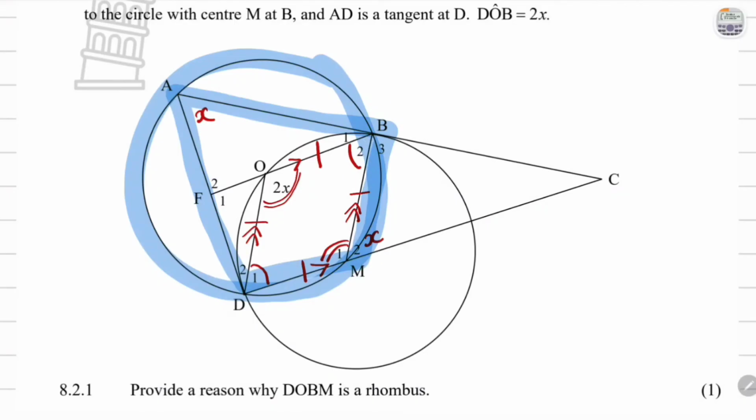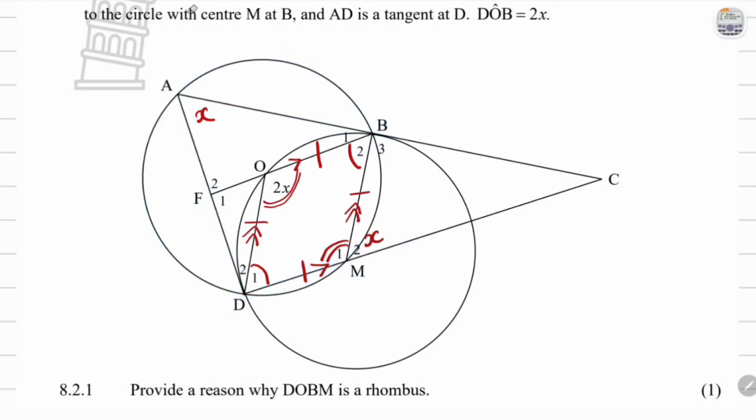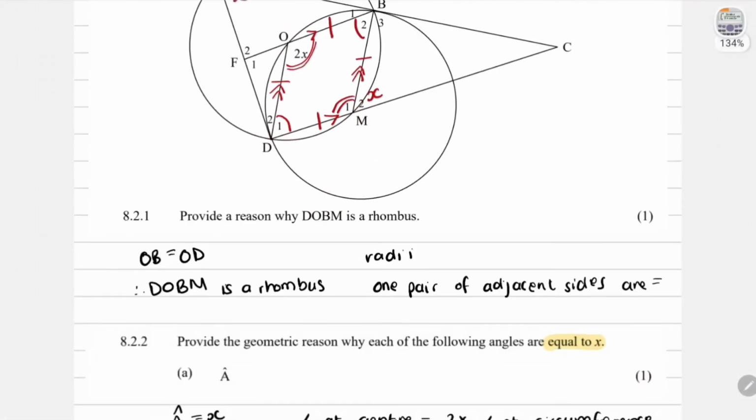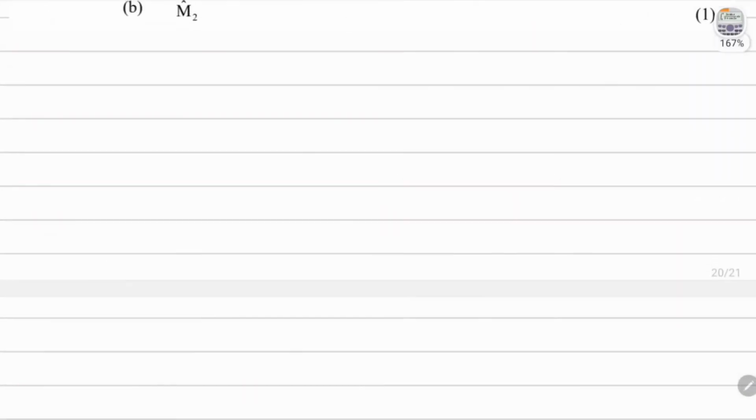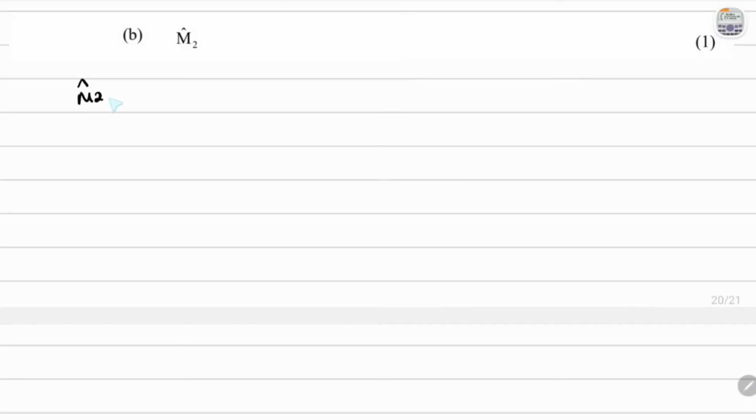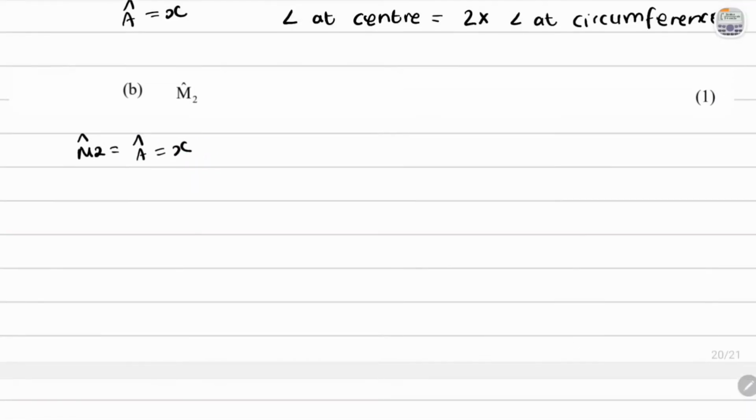And if it is a cyclic quadrilateral, the reason M2 should be equal to x is because of the exterior angle. Do you see that this line extends? So this is an exterior angle. The exterior angle of a cyclic quadrilateral is equal to the opposite interior angle. So that's the reason why. Okay, so I can tell them that it's equal to A, and of course A is equal to x, because of the exterior angle of a cyclic quadrilateral.